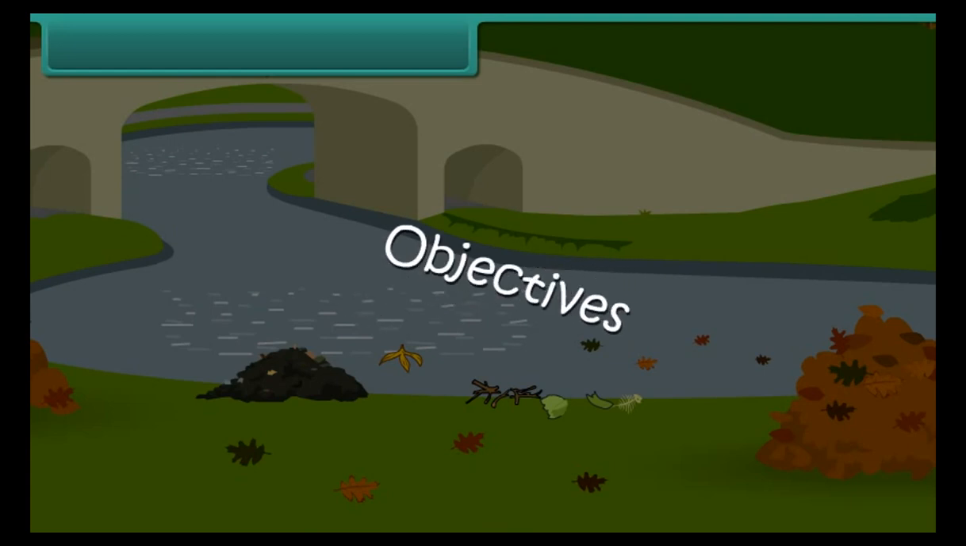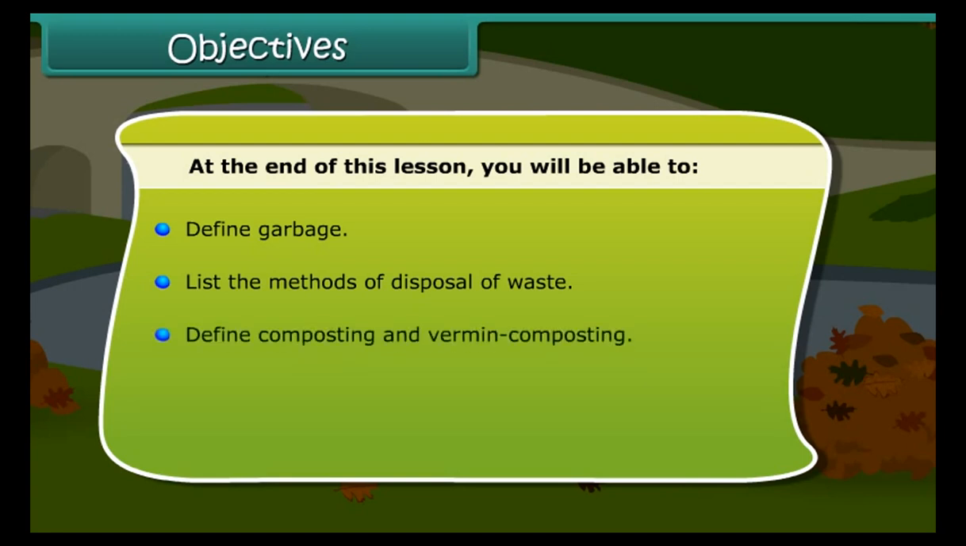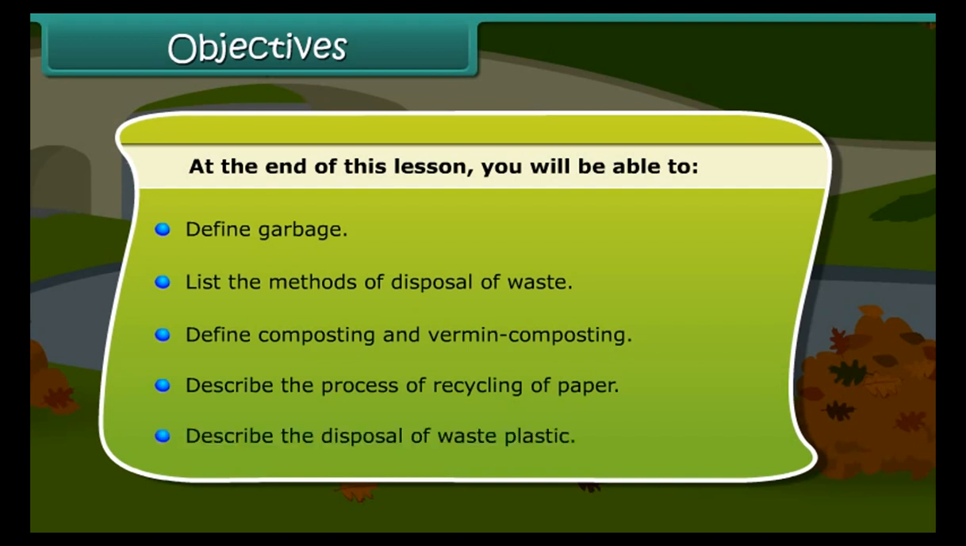Objectives. At the end of this lesson, you will be able to define garbage, list the methods of disposal of waste, define composting and vermicomposting, describe the process of recycling of paper, describe the disposal of waste plastic.